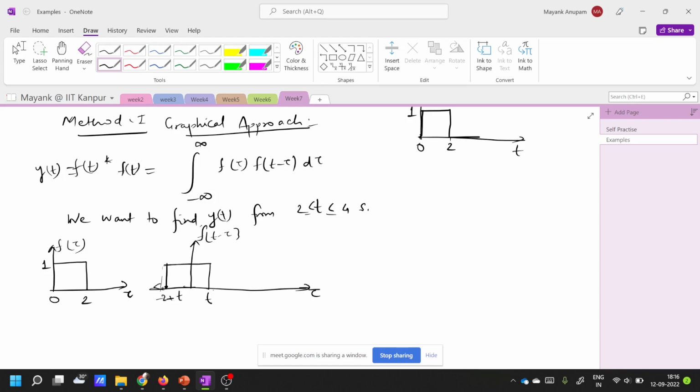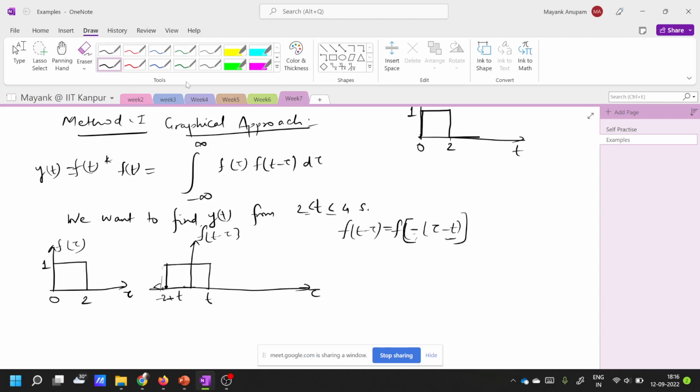Once again, I will fix the t. So f of tau is this, right? How will you find out f of t minus tau? So f of t minus tau can be written as f of minus of tau minus t. This is same as f of t minus tau. What is meant by this? First you have to invert your f of tau. First you have to find f of minus tau, and after that, that particular signal, you have to shift it to the right by t. Correct?